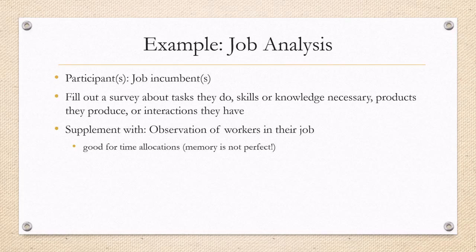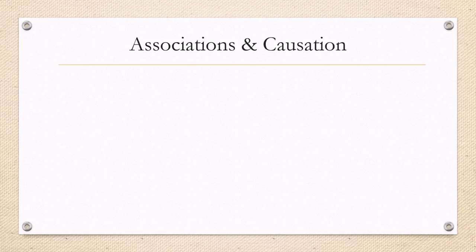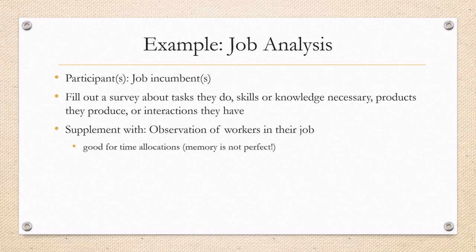It's sometimes risky to rely on memory for this information because, as we know, memory is not perfect. So people may have biases in what they remember about how much time they spend doing different tasks. When the data collection is complete, a very detailed report is written up to describe the job and requisite knowledge, skills, and abilities to do that job.